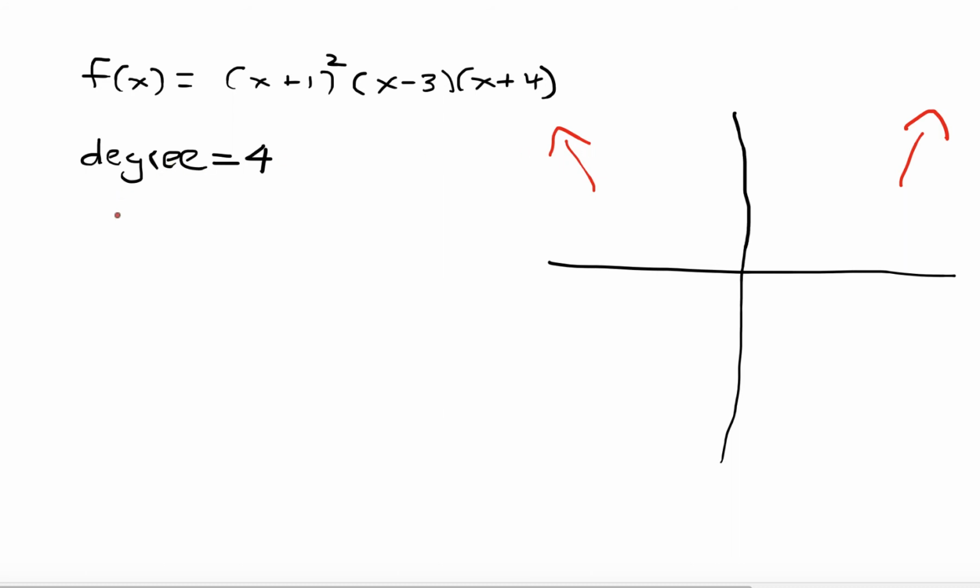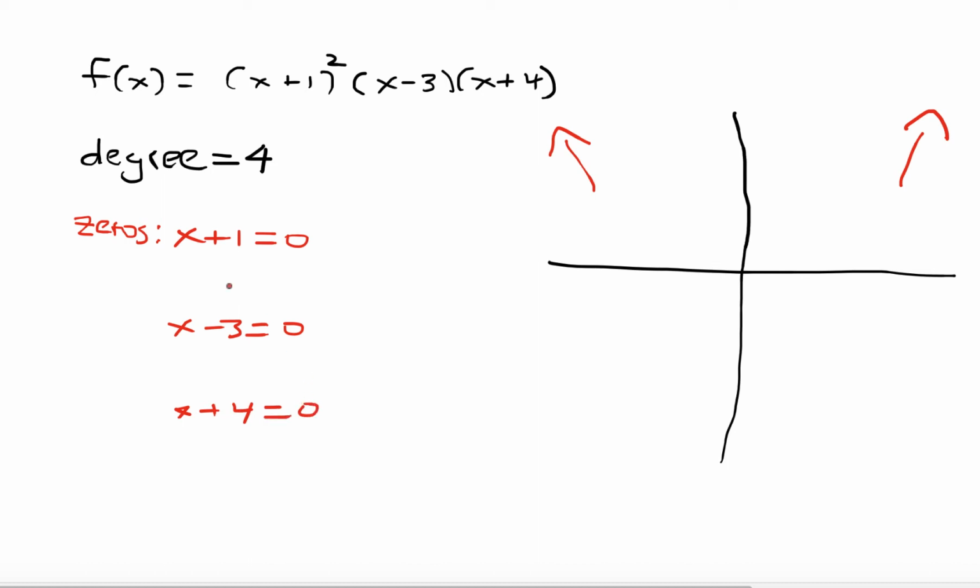All right, next thing we want to do is get our zeros, the zeros or the roots. Okay? So that we can get from the different factors, right? We can set each factor equal to 0. So what do we get in this case? x plus 1 equals 0, x minus 3 equals 0, and x plus 4 equals 0.